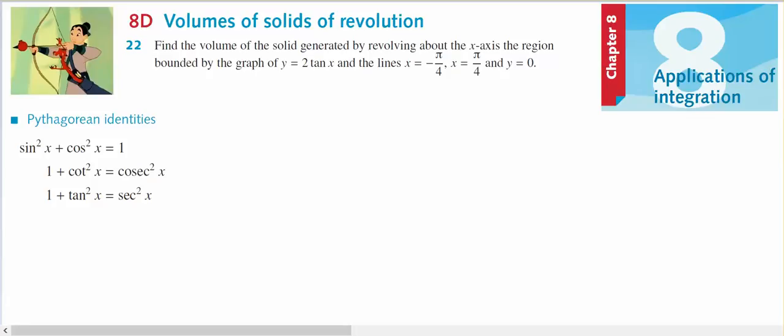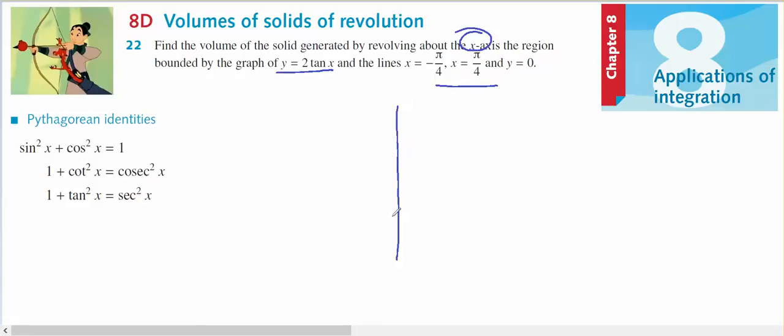This is for Year 12 Specialists. It comes out of 8D, question 22, solids of revolution and their volume. So find the volume of the solid generated by the x-axis and the graph and these lines.